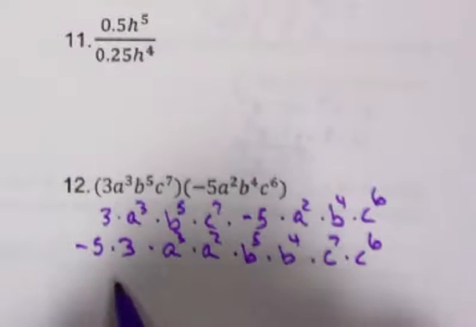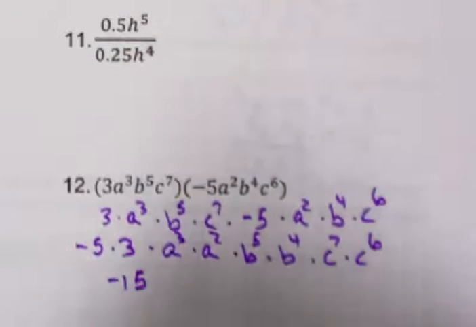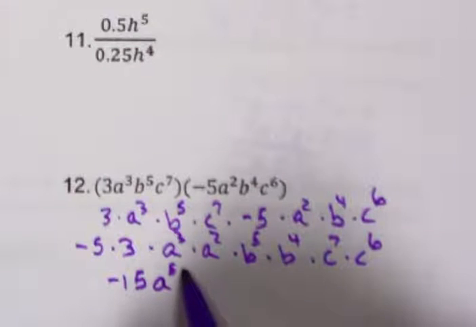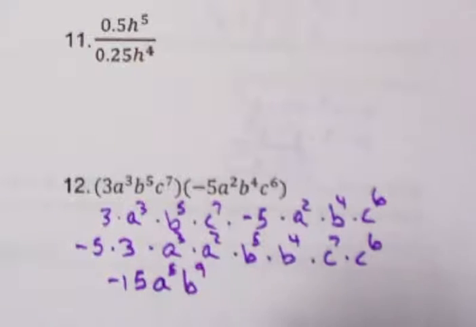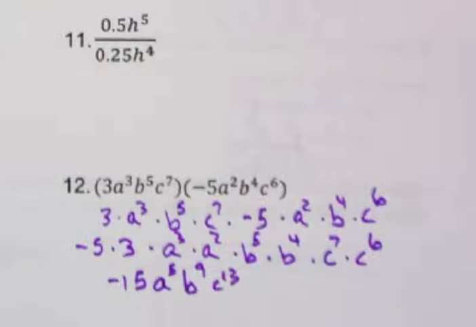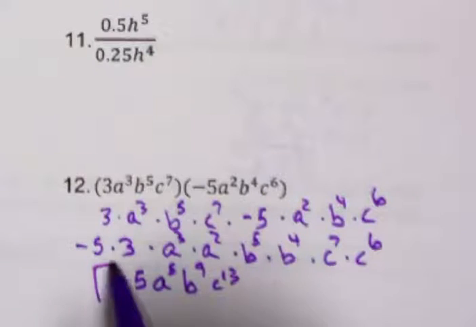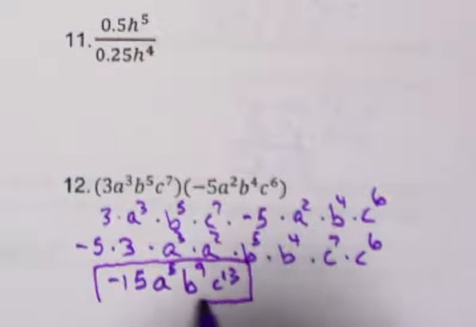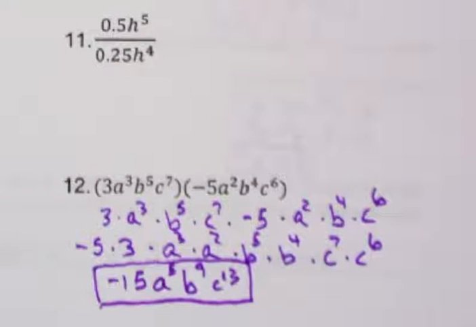Negative 5 times 3 is negative 15. A to the 3rd times a to the 2nd is a to the 5th. B to the 5th times b to the 4th is b to the 9th. C to the 7th times c to the 6th is c to the 13th. Okay, so my final answer here is negative 15, a to the 5th, b to the 9th, c to the 13th.